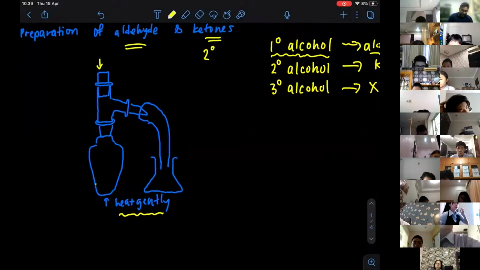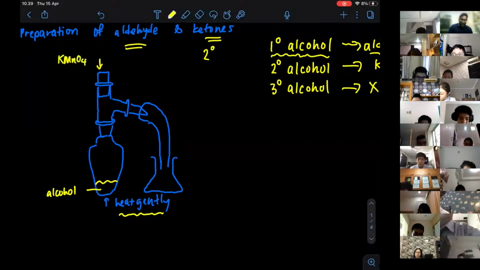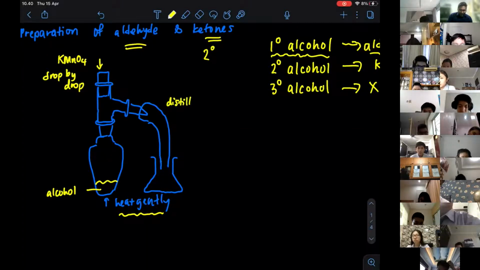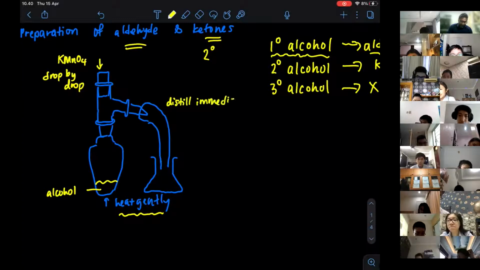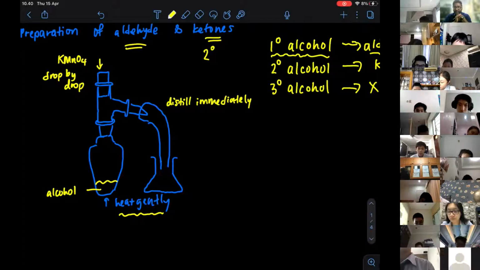So your primary alcohol will be there, and we are going to add the acidified potassium manganate, KMnO4, drop by drop, and you are going to distill immediately. Distill immediately, because aldehyde has a lower boiling point compared to alcohol, so we are able to distill them immediately.